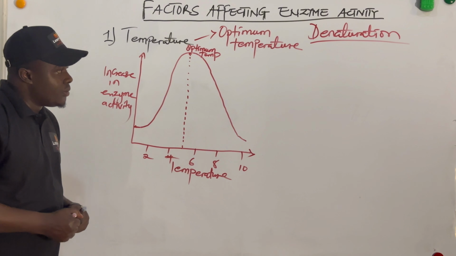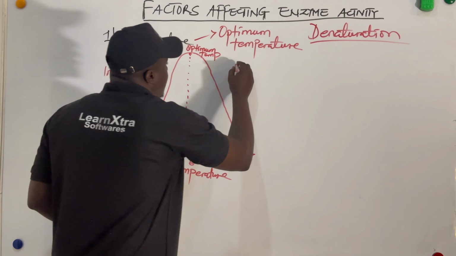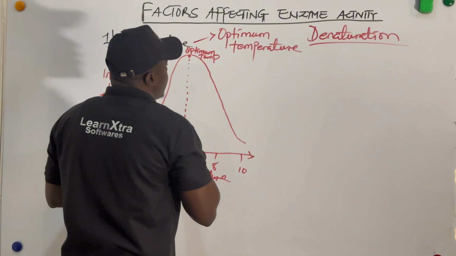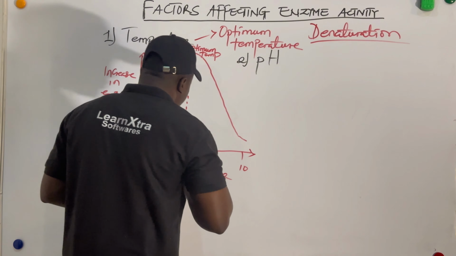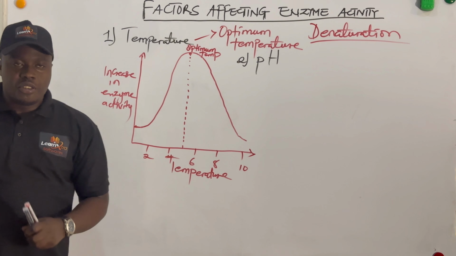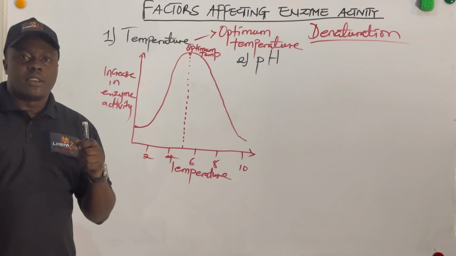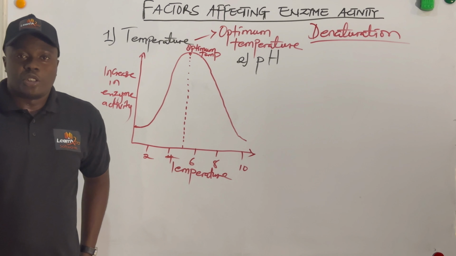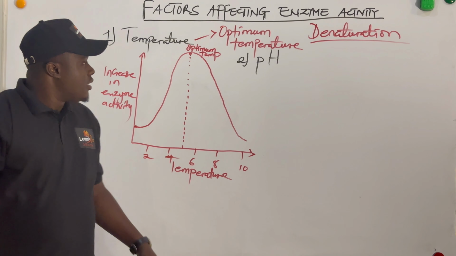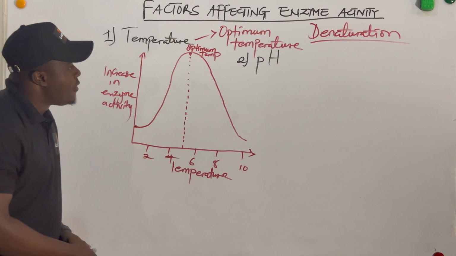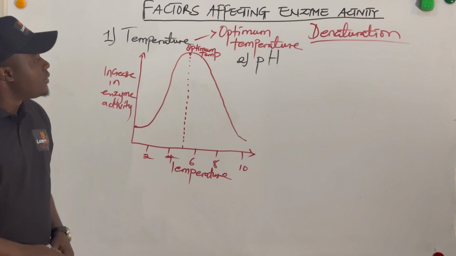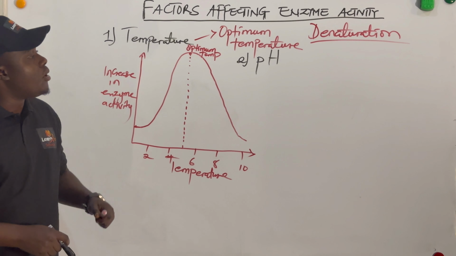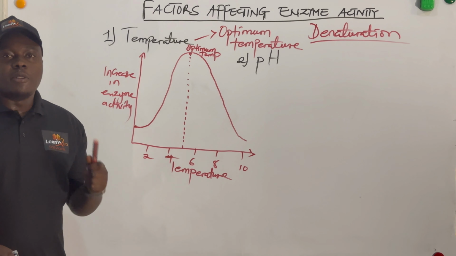Another important factor that I'll be looking at is pH. You know, in the other video, while I was talking about the characteristics of enzymes, I did mention that they are pH specific, right? I did mention that. Now, an increase in the pH level of a particular substrate can also influence the activity of that enzyme.